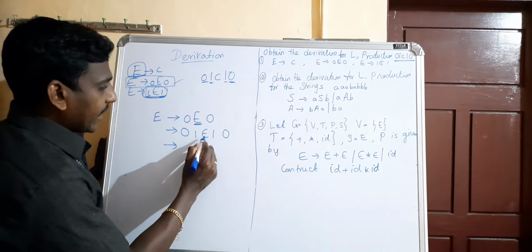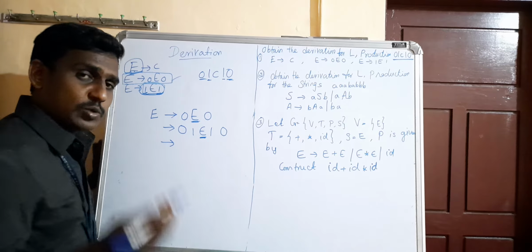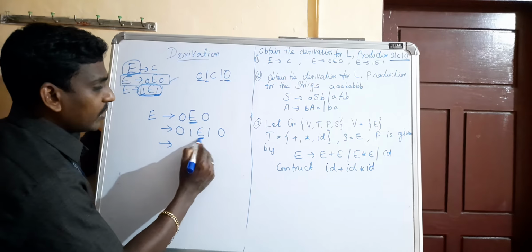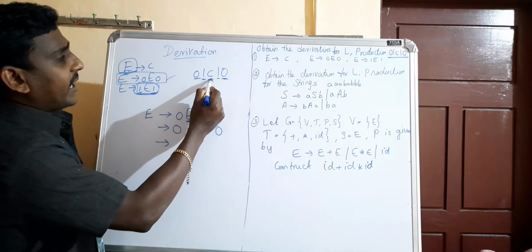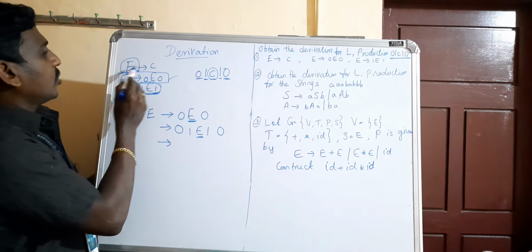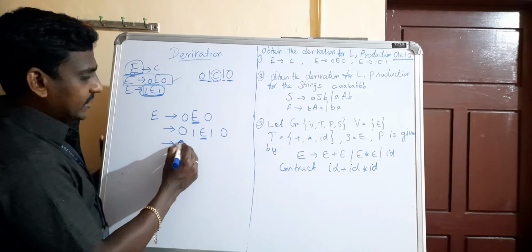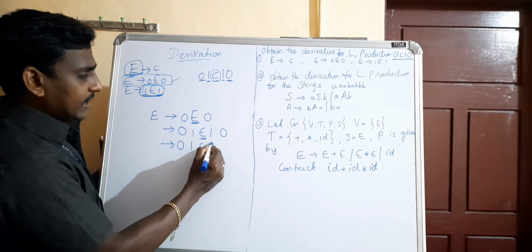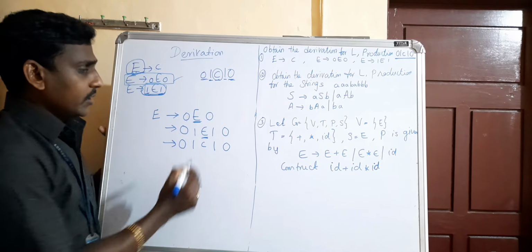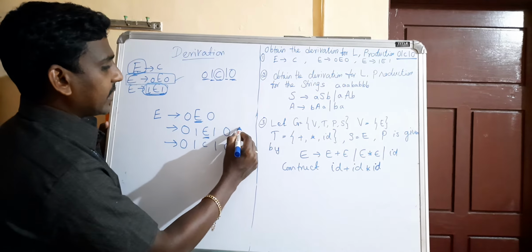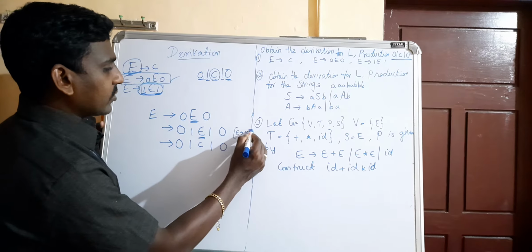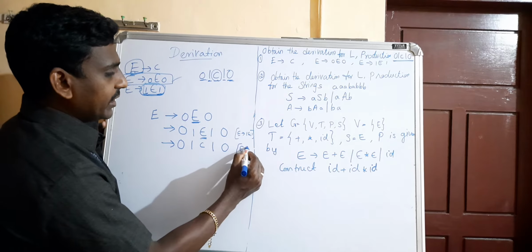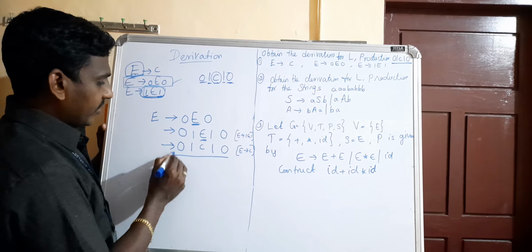And then again I can substitute the variable. So the variable is E. For this E I want to substitute some production. So see, for the answer only small c. So E tends to c I can substitute. So 0 is there, 1 is there, small c and 1 0. For this, E tends to 1E1 I have substituted. Here I have substituted E tends to c. So I got the given string.